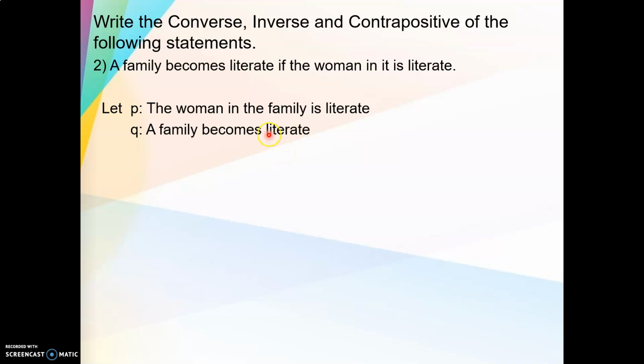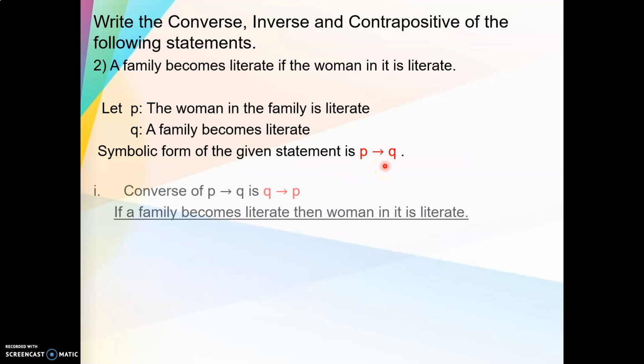Now the symbolic form of this is P implies Q. First, the converse of the given statement P implies Q is Q implies P. That is, after the word if, you will write the second statement. If a family becomes literate, then the woman in the family is literate.